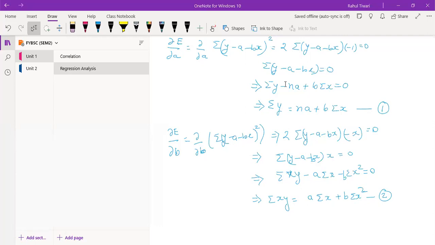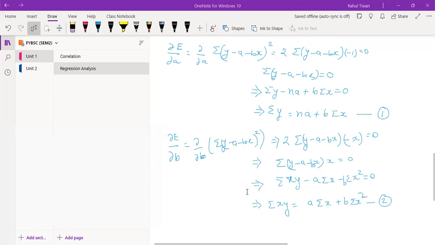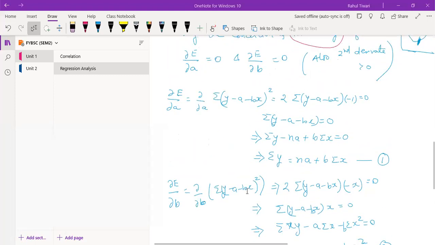So see, you can understand. Just work out once again manually. You will understand how this derivative works. It is a very, very simple task. And this is the concept we have to use throughout the regression.